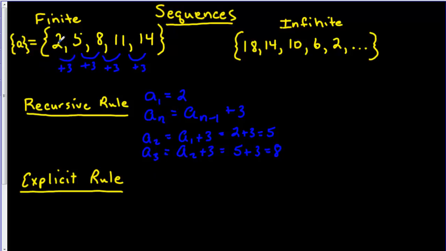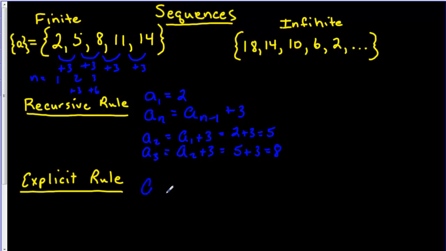In explicit rules, we're going to write a formula. If this is term number 1, we haven't added any 3's. On term 2, we've added 1 three. On term 3, we've added 2 threes. So you can see we've added 1 less 3 than the term number n.